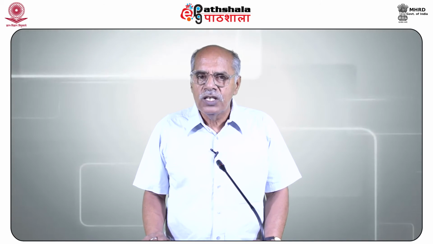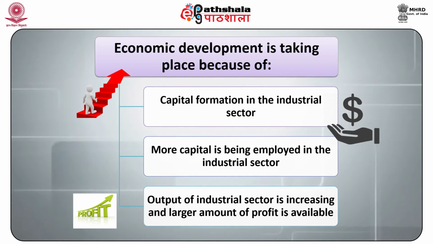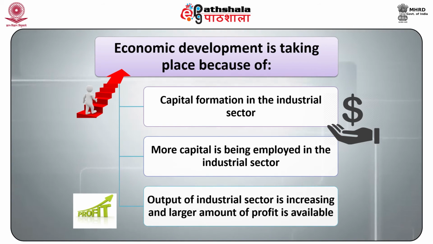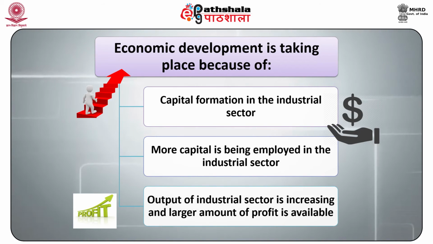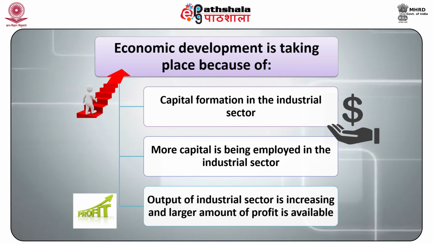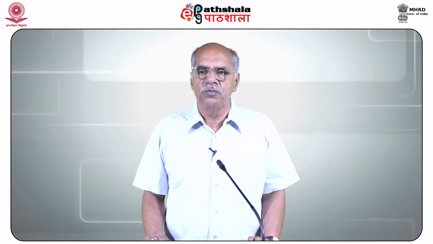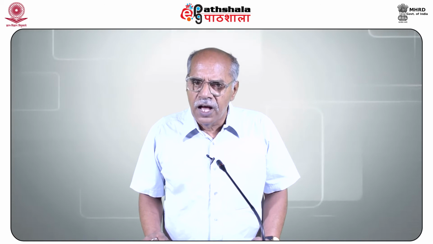From this model, what we see is that economic development is taking place because of capital formation in the industrial sector. As more and more capital is being employed in the industrial sector, output of the industrial sector is increasing and a larger amount of profit is available in the industrial sector, which can be invested in the industrial sector, and the process of economic development can be allowed to continue.